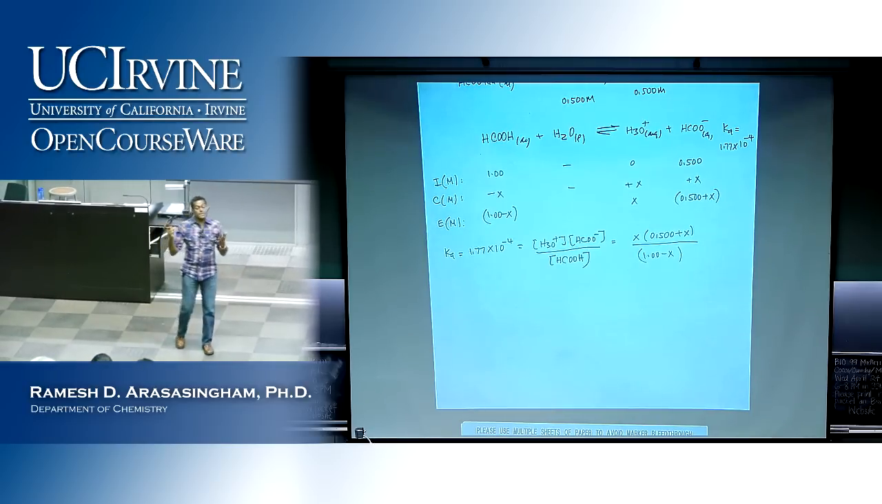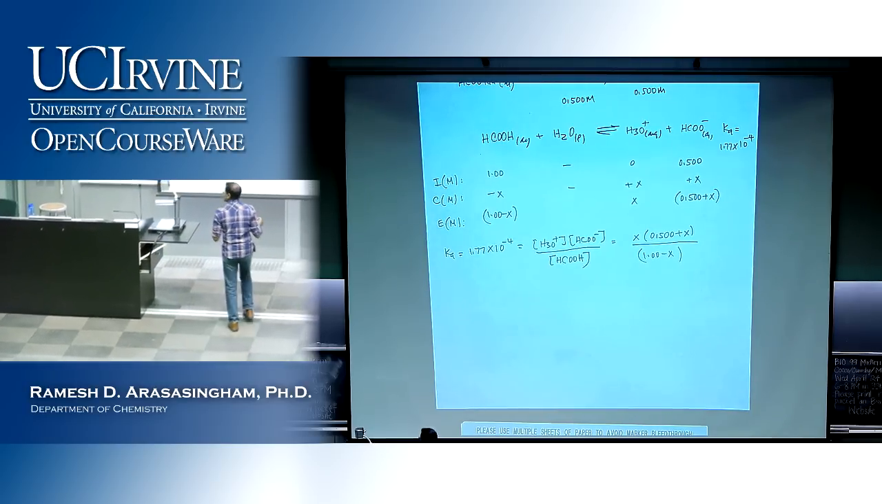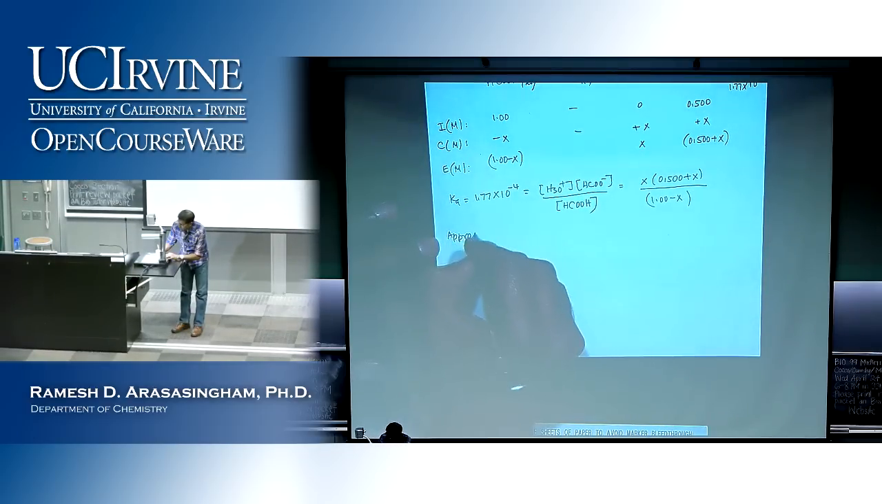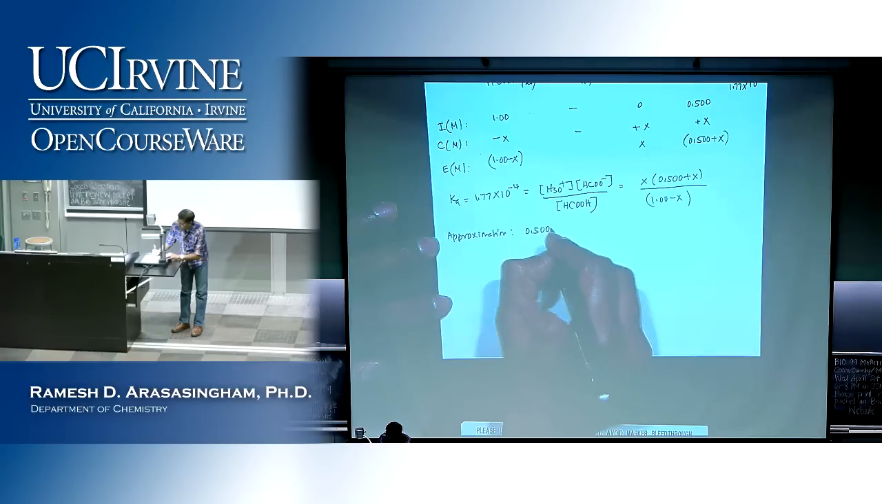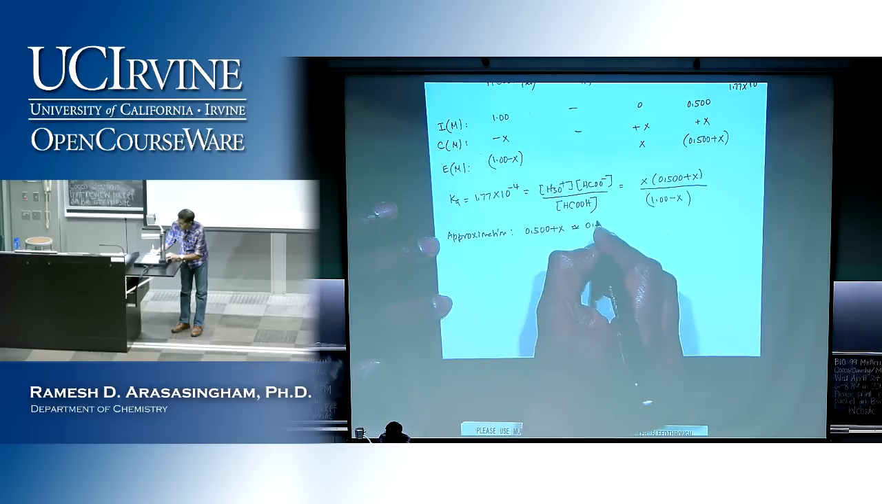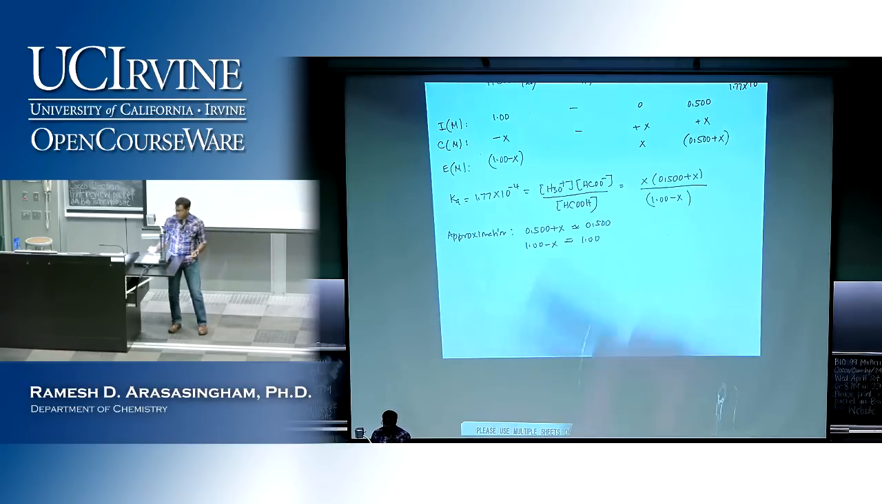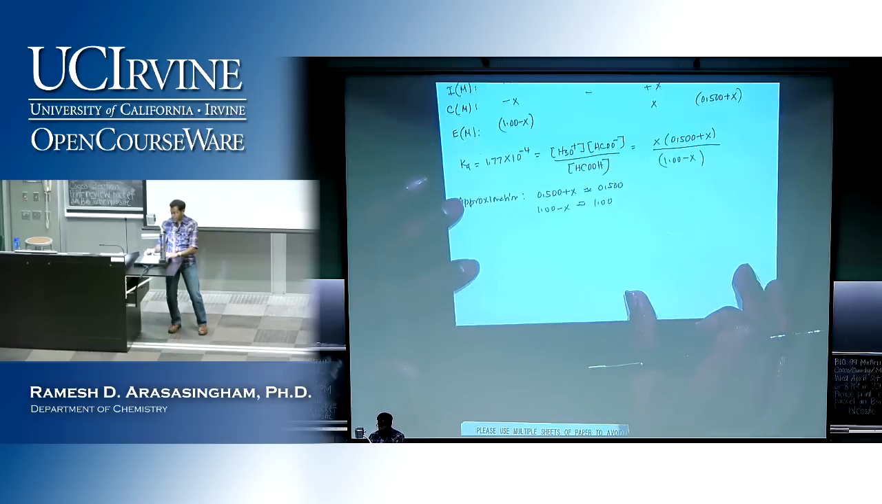Approximate it. Because Ka is 10 to the negative 4, it's small, and therefore I can make my approximation, and my approximation is going to be that 0.5 plus x is 0.5. X is so small we can neglect it. And if x is small compared to 0.5, obviously it's got to be small compared to 1. All right? So this is really small compared to this. Now 1 is a bigger number, so x has to be really small compared to that as well.